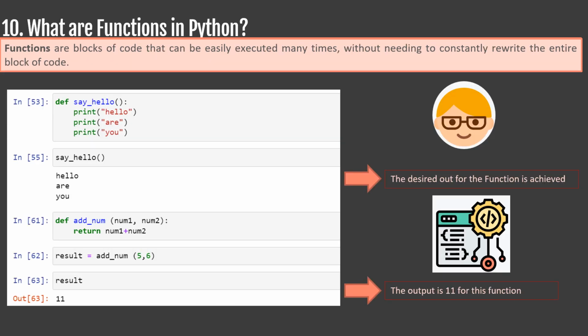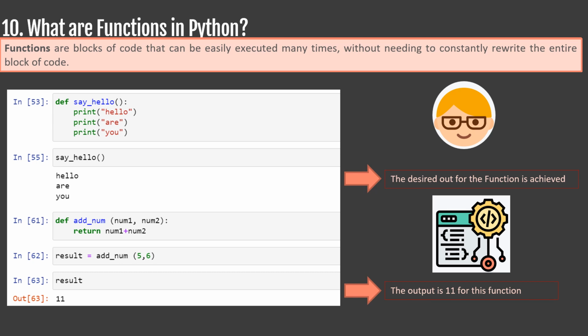Question number 10. What are functions in Python? Functions are blocks of code that can be easily executed many times without needing to constantly rewrite the entire block of code. It is a block of code which only runs when it is called. Data analysts can pass data, known as parameters, in a function.